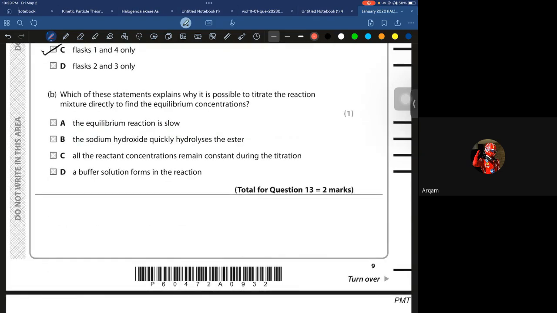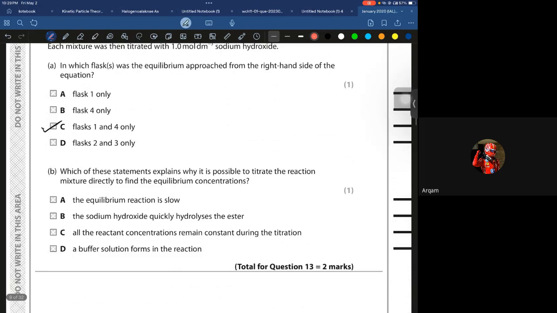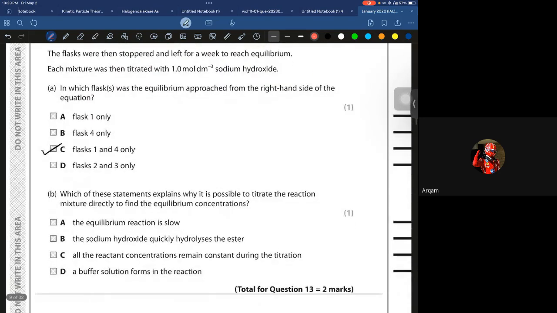Which of these statements explains why it is possible to titrate the reaction mixture directly to find the equilibrium concentration? In option A, the equilibrium reaction is slow. In option B, the sodium hydroxide quickly hydrolyzes the ester. In option C, all the reactant concentrations remain constant during the titration. In option D, a buffer solution forms in the reaction.